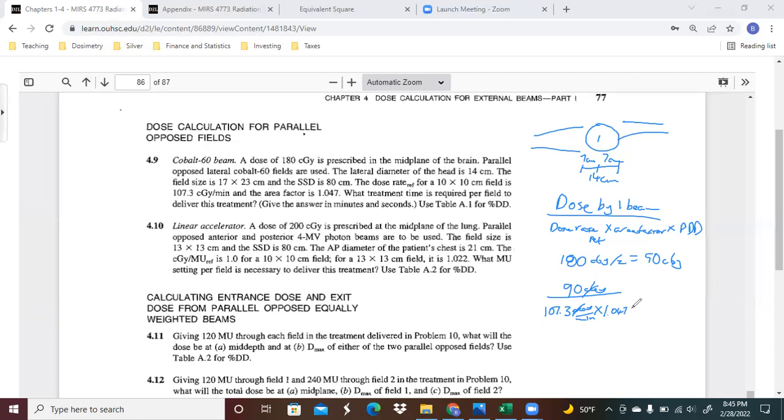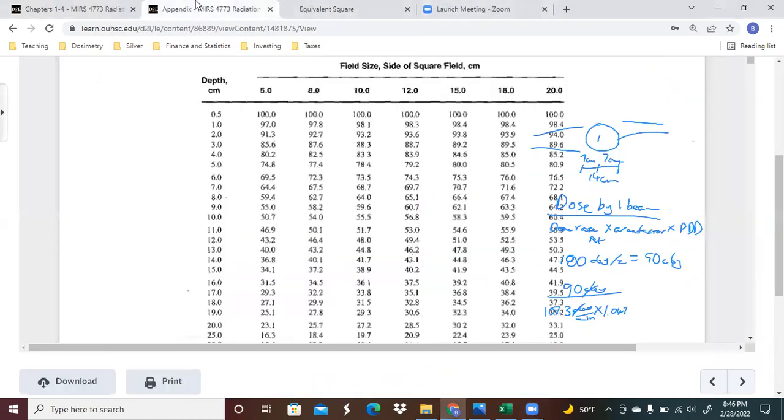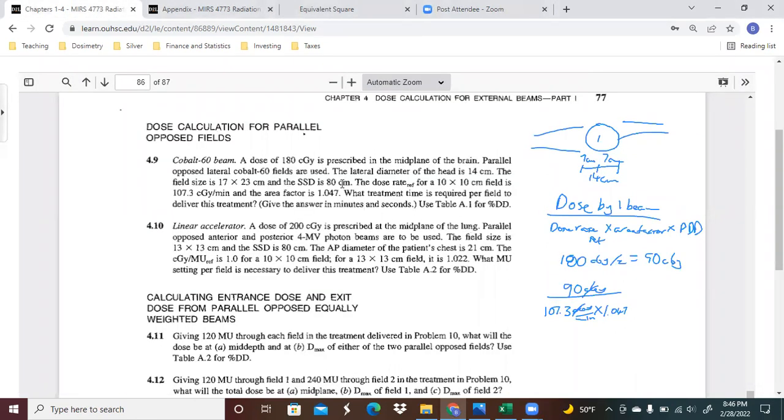We now need the PDD. Now that's going to be the tough spot here. It says to look at table A.1 for the PDD. We have a 17 by 23. If we look at this table, we're going to see that we've got square fields up here, and we don't have anything close to 17 by 23. So what we get to do is figure out exactly what the equivalent square field for that would be.